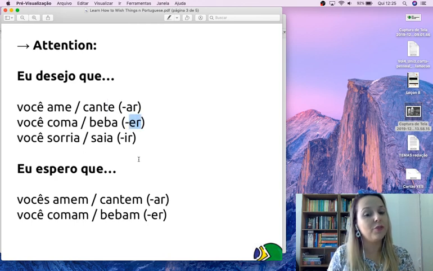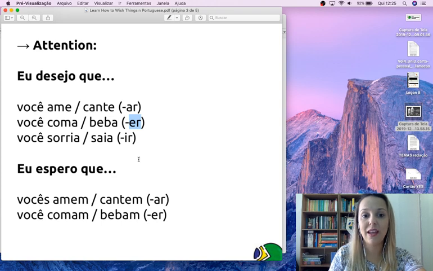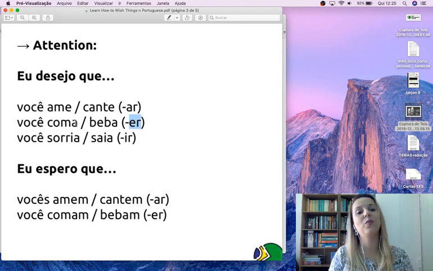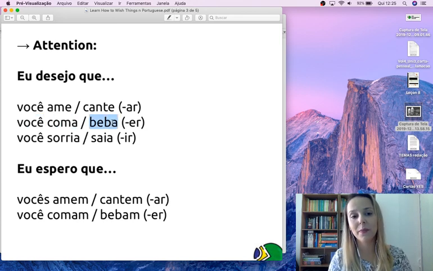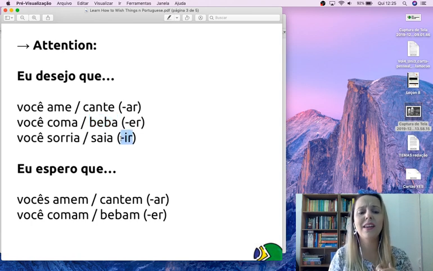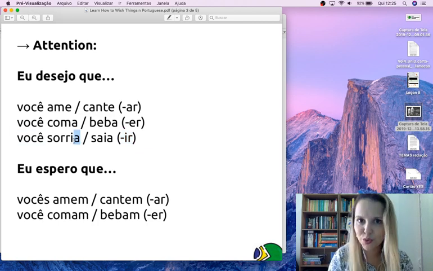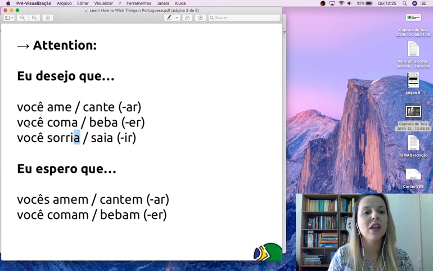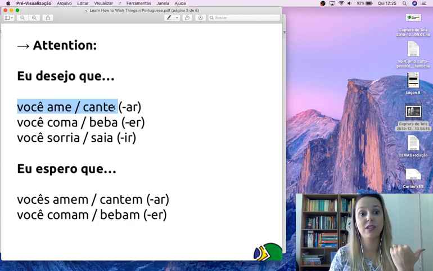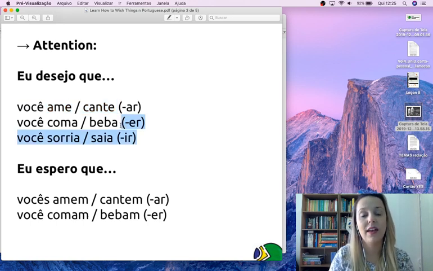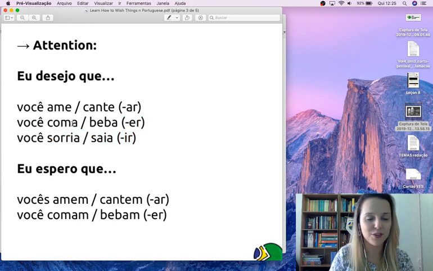But if we are putting a verb from the second conjugation, which means the verbs which end with er, like beber, comer, so this verb will have to end with a when we conjugate it with você. So, que você coma, que você beba. And the ones ending with ir, like sorrir, sair, dormir, they will end with a too when conjugated with você. Sorria, saia, okay? So notice that verbs from the first conjugation will end in e, conjugated with você. And second and third conjugation, er, ir, will end with, sorry, with a. Coma, beba, saia, sorria.